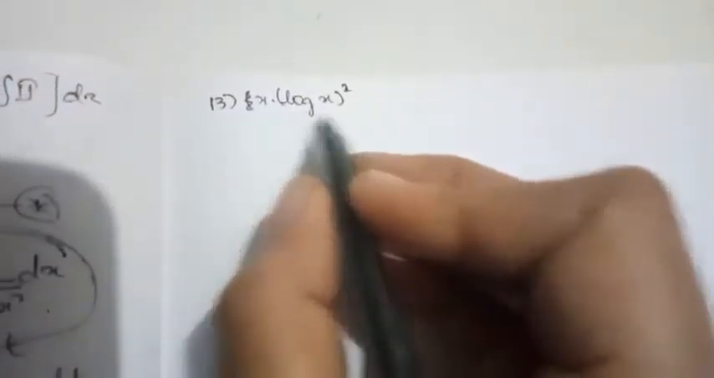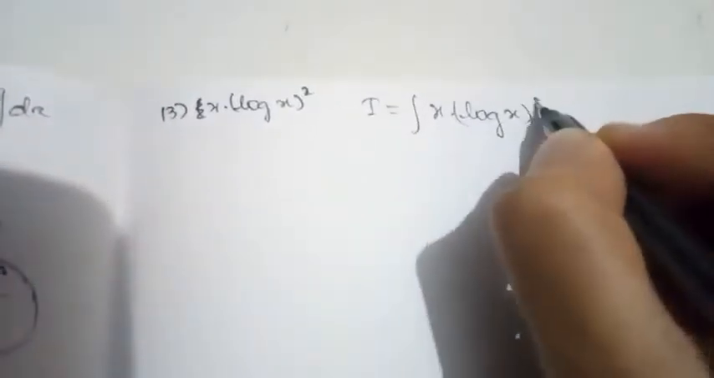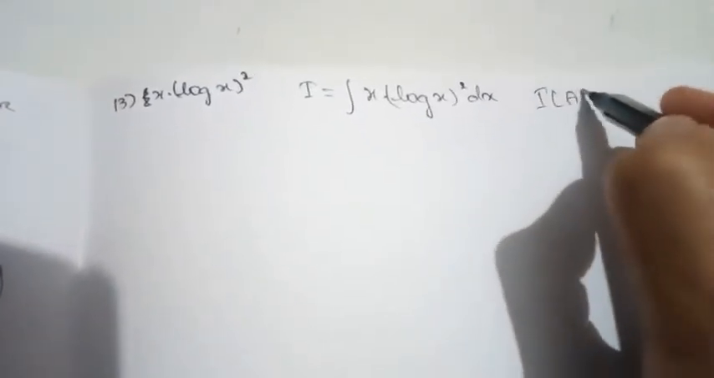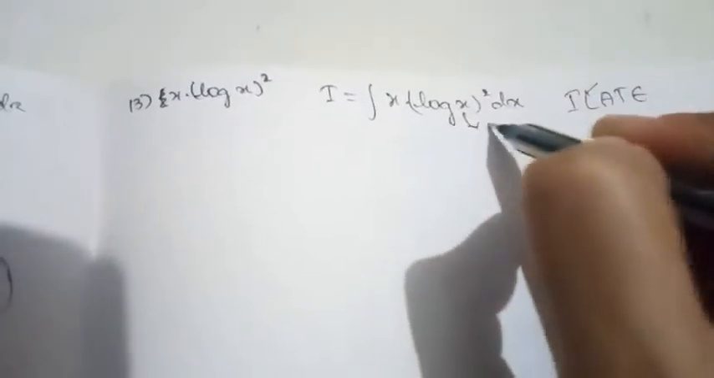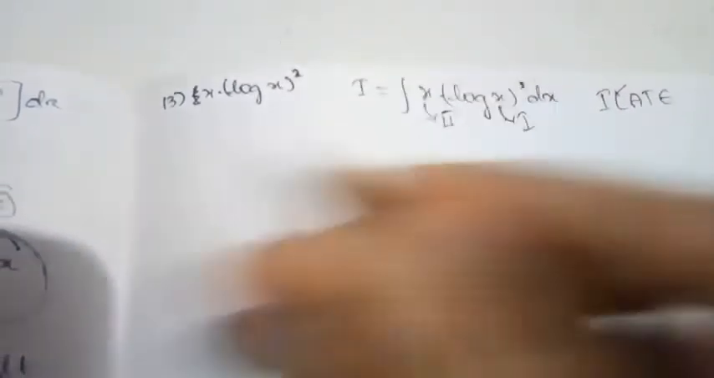The next question is x into log x whole square. I am going to take I as the integration of x into log x whole square dx. Now we need to check which is the first and which is the second as per the Euler rule. The logarithmic function comes first. So log x whole square is the first function and x is the second function.